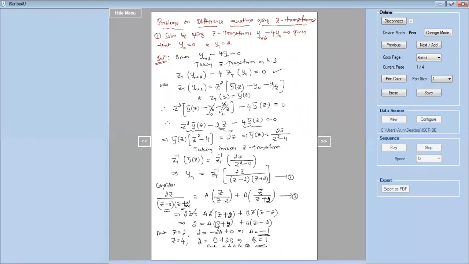Now here if I put z equals 2, what happens? A becomes 2 plus 2, 4, so A is 1 by 2. Here if I put minus 2, A term is 0, and here minus 2 minus 4B gives minus 4B, so B is minus 1 by 2. So A is 1 by 2, B is minus 1 by 2.